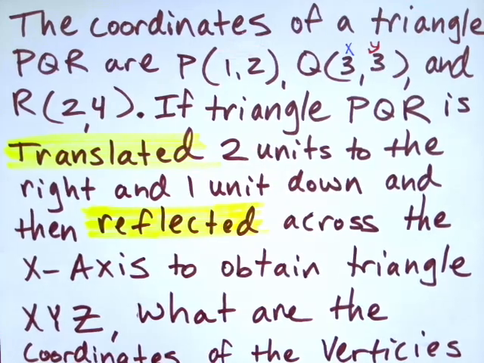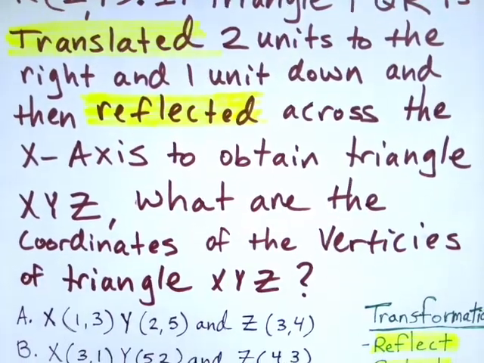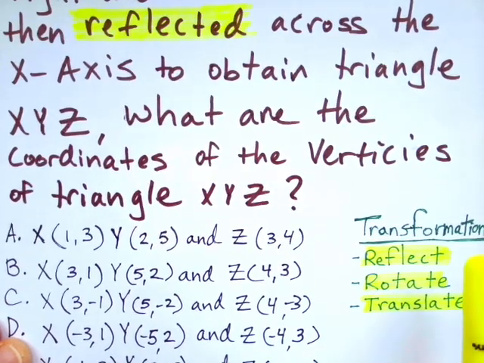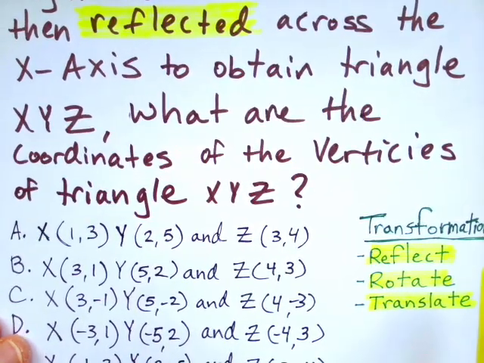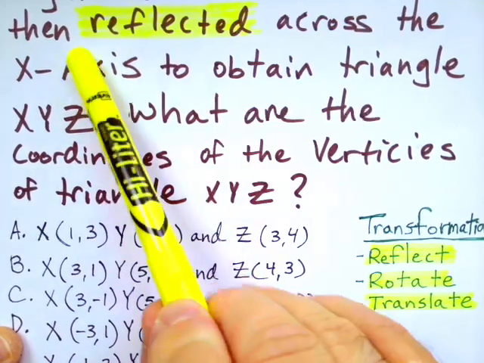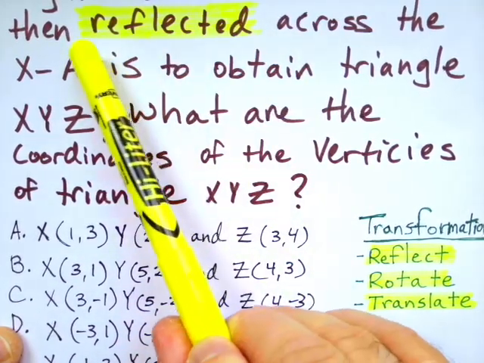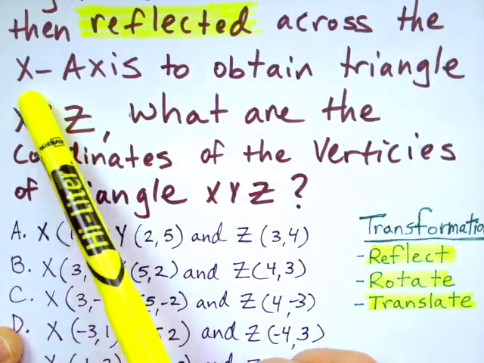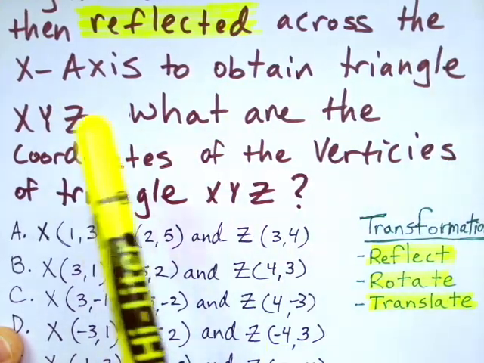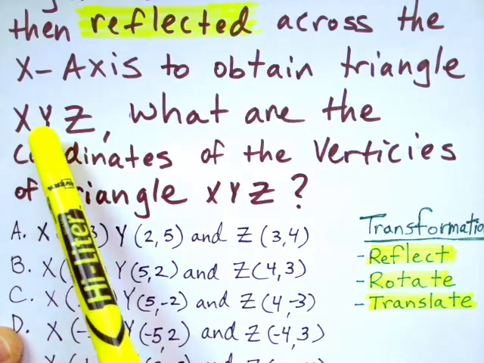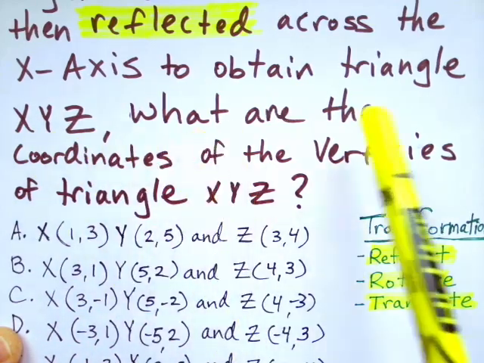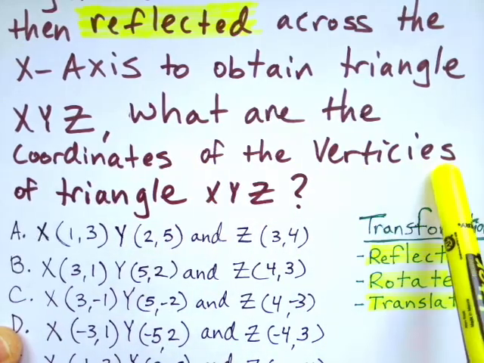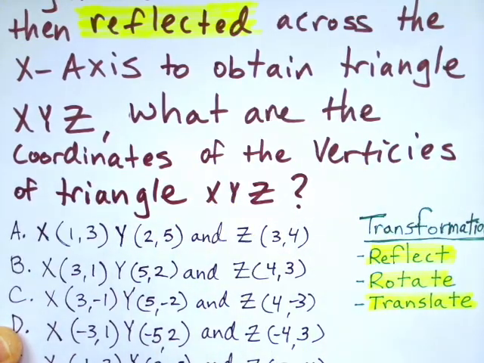And then you're going to need to reflect. So after you make those changes to the x and y values, you'll reflect. Just like a mirror, you're going to reflect that image of that triangle across the x-axis to obtain a new triangle. You're going to label it X, Y, and Z. What are the coordinates of the points? Vertices are the points of the triangle X, Y, and Z.